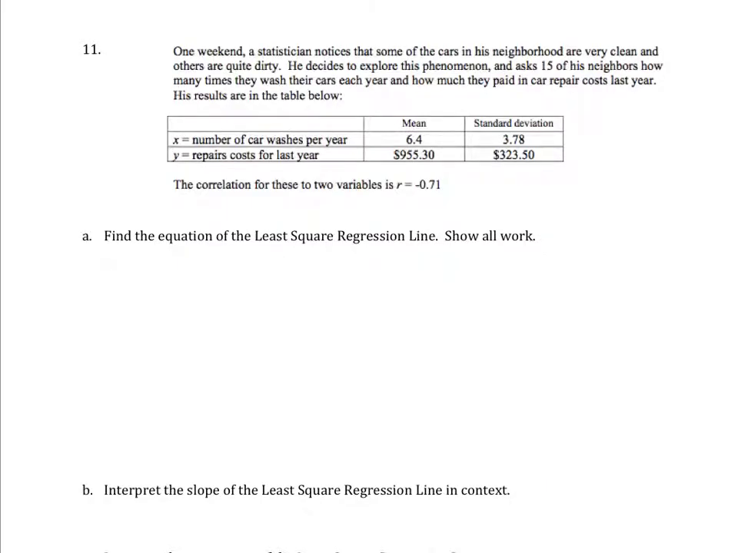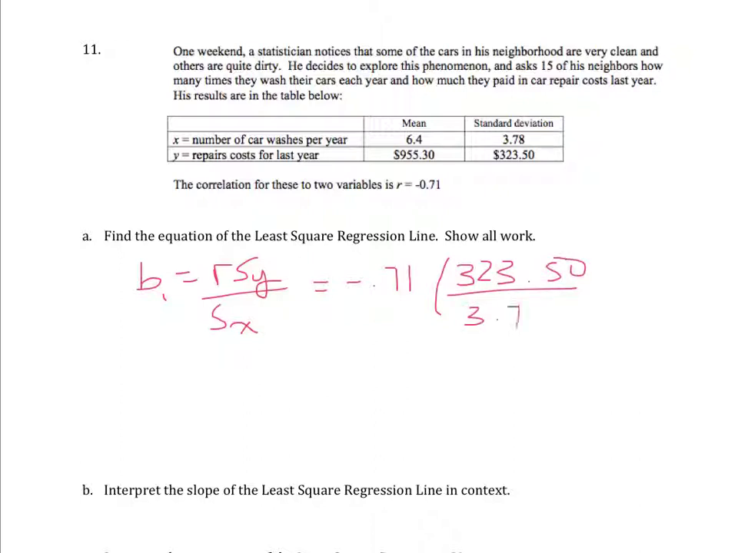The next question was looking at if you could find an equation for predicting the cost of repairs for your car from the number of times you washed your car. In order to start this, we first needed to know the equation for slope was r times standard deviation of y over standard deviation of x, which in this case was negative 0.71 times 323.50 over 3.78, which gave us a slope of about negative 60.76.